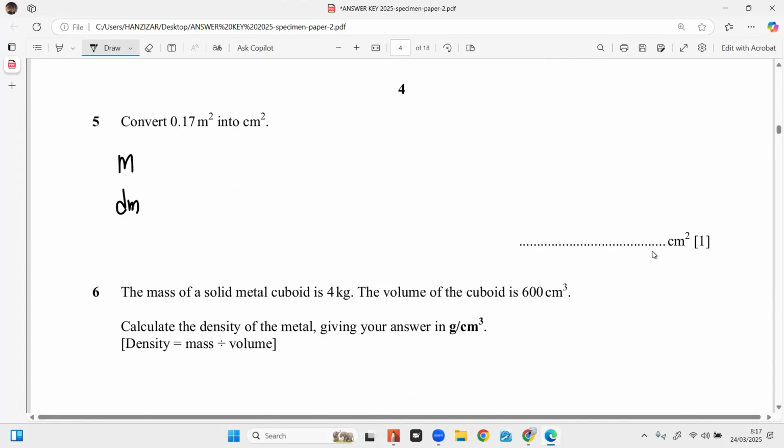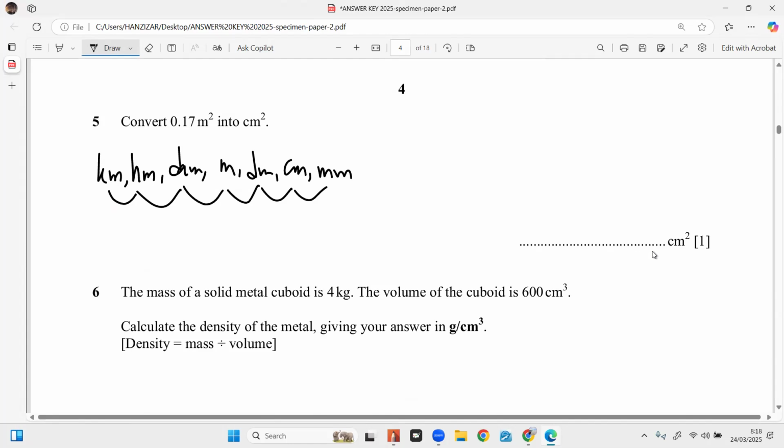M, dm, cm, millimeter. Actually, we have so many. We can start from kilometer: HM, DAM, M, dm, cm, millimeter. Some of your teachers might give you the steps like this, but for the sake of placement, we go horizontal. Go right, you multiply. HM, hectometer. So if you go right, you multiply by 10. But if it is square, you multiply by 10 square.